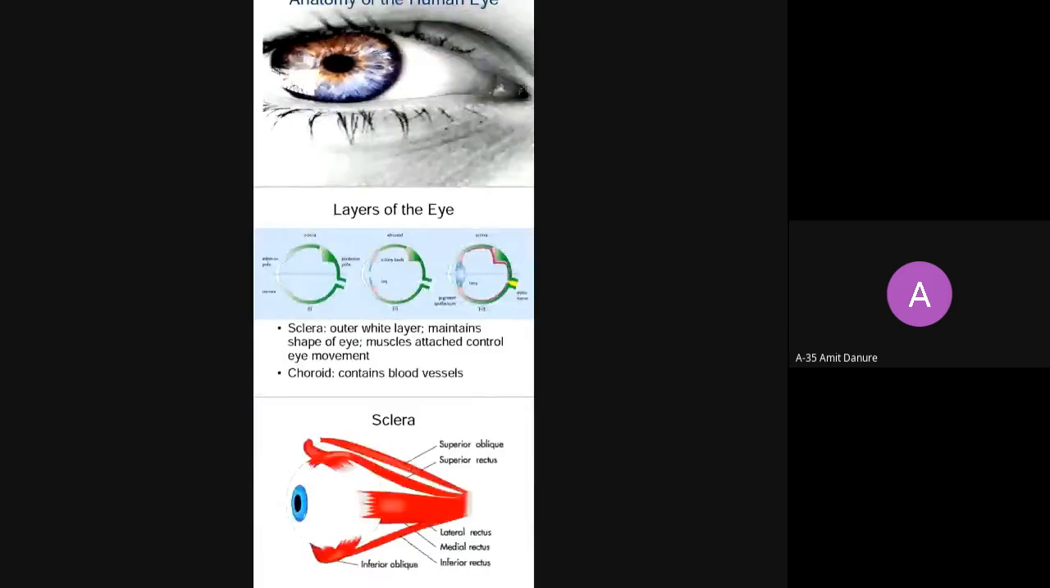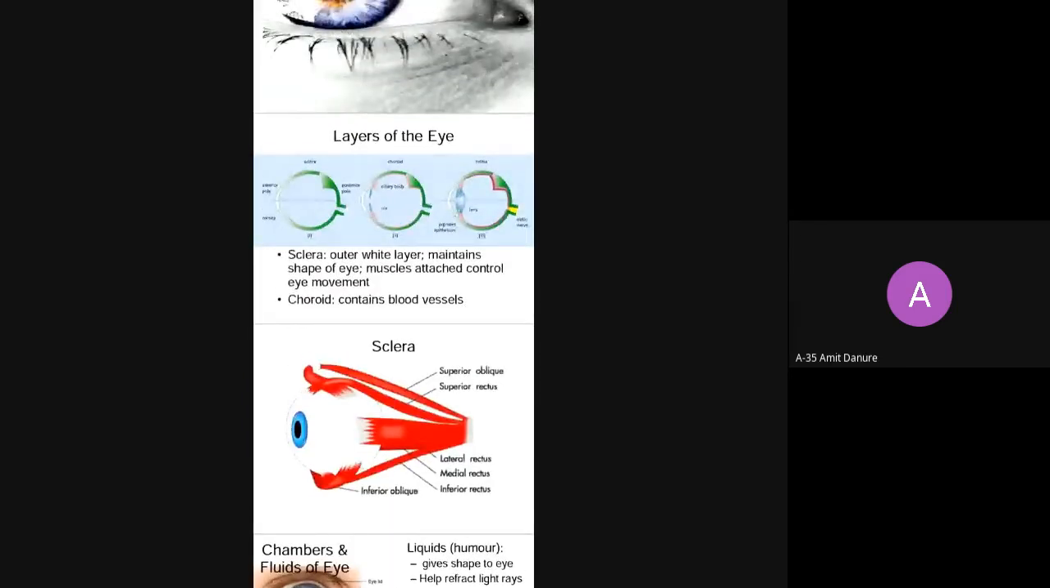Okay, so what are the internal parts of the human eye? There are three important parts of our human eye: one is the sclera, another is the choroid, and the retina.